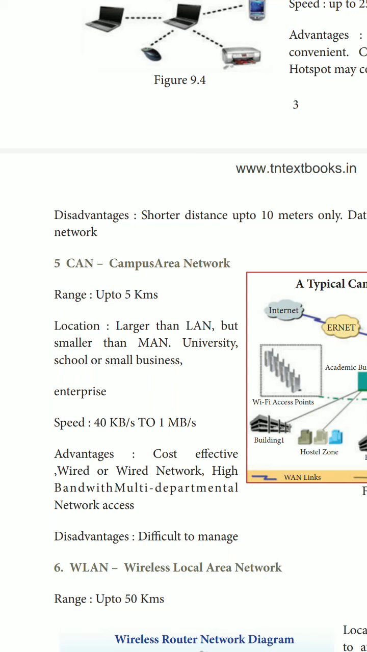Business can be done by using this campus area network. And you can see the high bandwidth multi-departmental network access. From one department to another department, apart from LAN, the campus area network provides a larger bandwidth to access data.